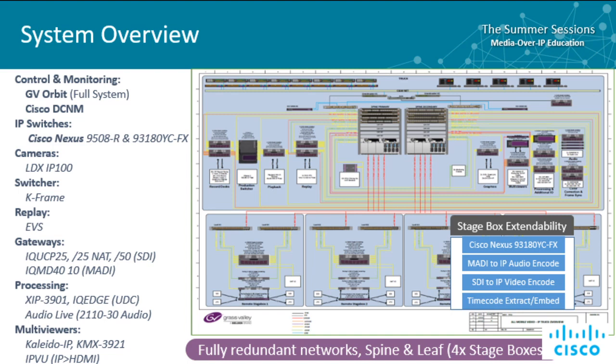Okay. And this gives you a little bit more overview of what the other endpoints were that were used in the system to build this OB-WAN. If you can see from the list on the left-hand side, there was GV Orbit and Cisco DCNM for control and monitoring. The IP switches were the Cisco Nexus 9508R and the 93180 YC-FX. The cameras were LDX IP100, switches, replays, there were gateways, and multiviewers, etc. All of this running over Cisco's IP fabric for media.